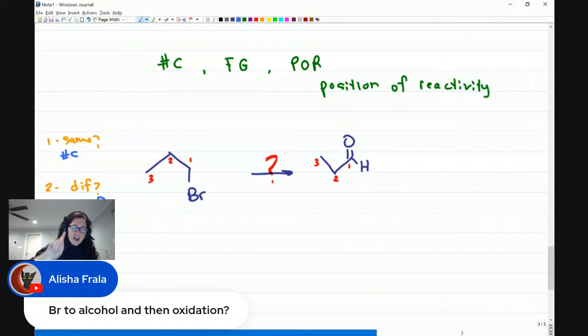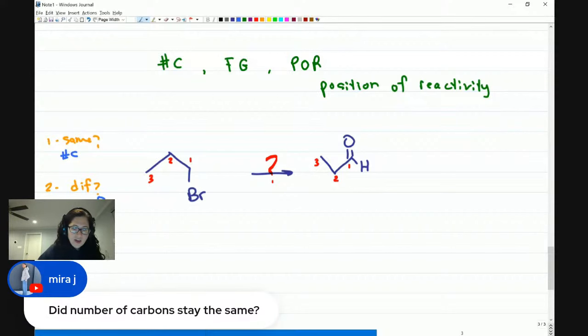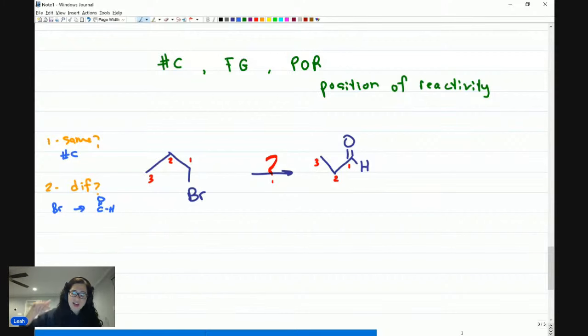Alicia, I challenge you that even though this question feels very easy and straightforward, I want you to pretend it's not that easy so that you can get comfortable with the process. And then when the question is really tricky or difficult, you know how to use the same approach because you've practiced it on the easy questions. Did the number of carbons stay the same? Yes, and it is just the groups themselves that changed.